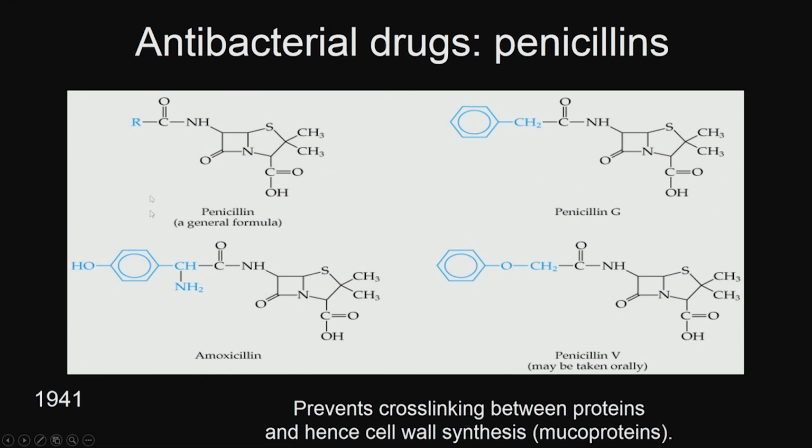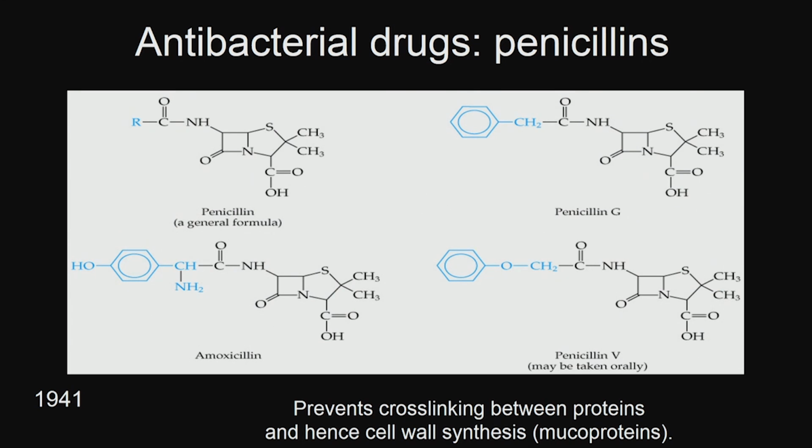Okay. So, this is the general penicillin. As you can see here, the beta lactam ring is there, but there are so many different types of penicillin, penicillin G, penicillin V, amoxicillin, but all of them have this. Okay. So, how do they act? They prevent cross linking between proteins and hence cell wall synthesis.